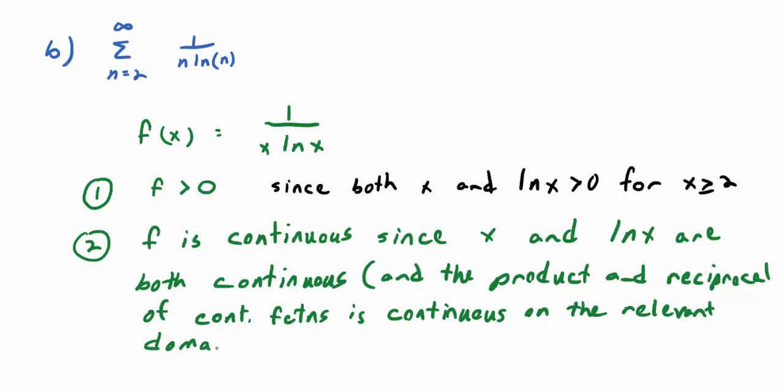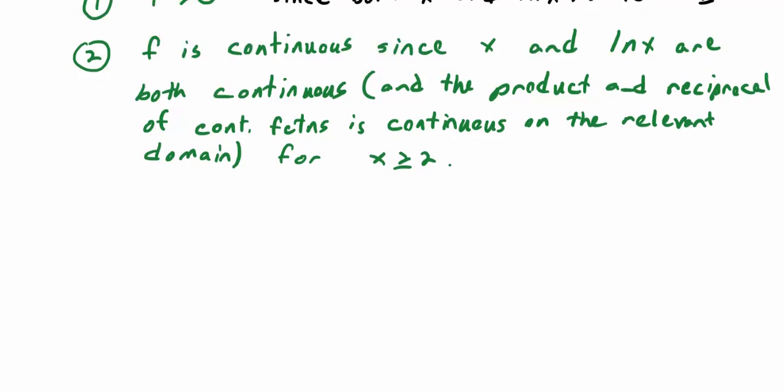Now, I'm not going to require you to write all this, but I just have trouble letting things go. So now what's the relevant domain here? Yeah. So f is continuous since x and natural log of x are both continuous for x greater than or equal to 2. If you just say f is continuous since x and natural log of x are both continuous, I'd be pretty happy with that.